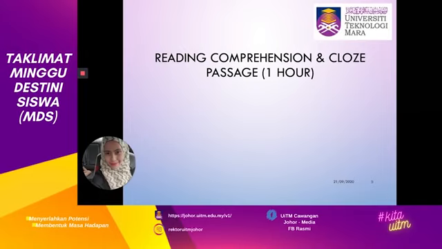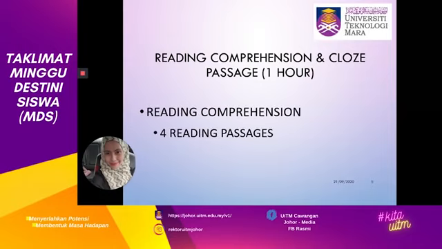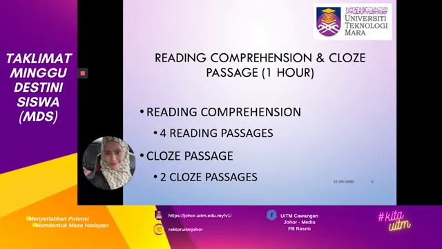Next, we have reading comprehension and closed passage, and you need to spend approximately 1 hour for these two sections. The reading comprehension section consists of 4 reading passages. You need to read all 4 reading passages, understand them, and answer questions based on the passages. For the closed passage, there are 2 closed passages that need to be answered by all EPT takers in Malaysia.